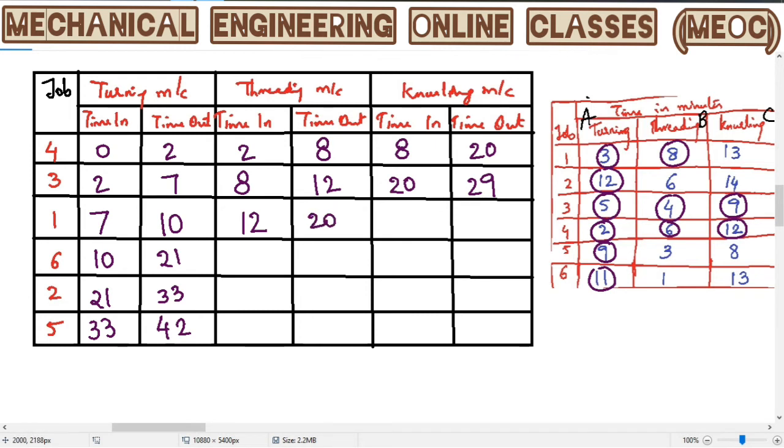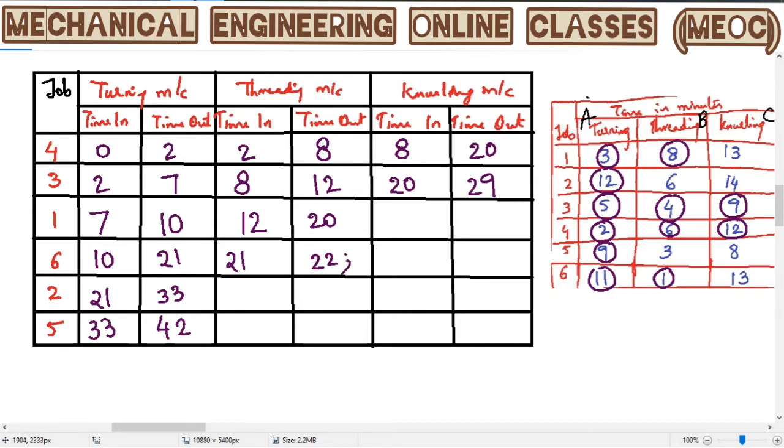Similarly, up to the 20th minute the threading machine is busy. From the 20th minute itself it can take the next job, which is job 6. But is job 6 free? No. Job 6 is busy on the turning machine in the 20th minute. So after job 6 is free, after 21 minutes it will go on to the threading machine. Now how much time does this need on the threading machine? 1 minute. So in 1 minute it will be done. This is 22. Now our threading machine is free after this.